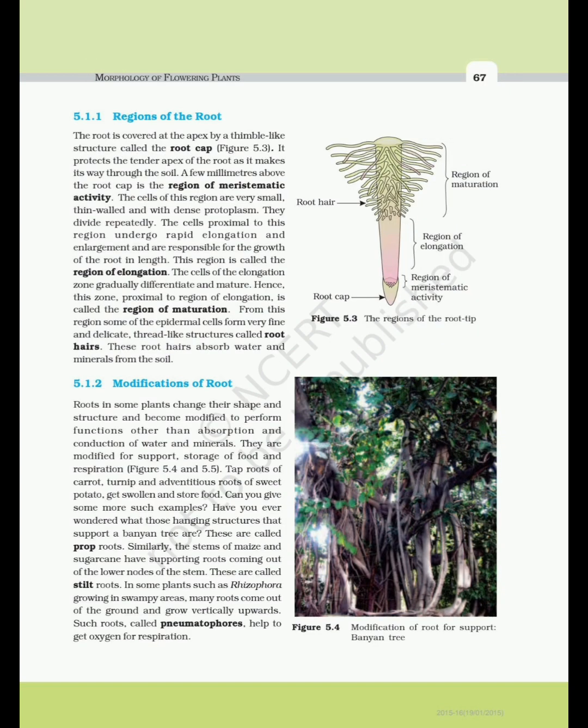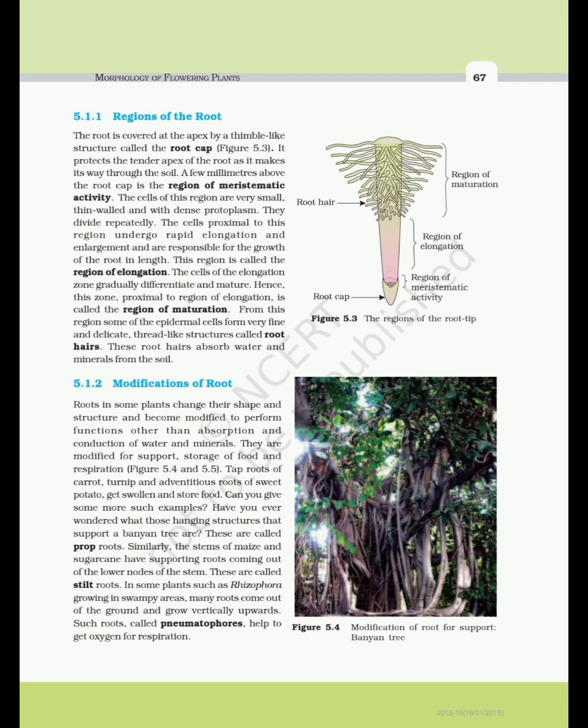The root is covered at the apex by a thimble-like structure called the root cap. Figure 5.3. It protects the tender apex of the root as it makes its way through the soil. A few millimeters above the root cap is the region of meristematic activity. The cells of this region are very small, thin-walled and with dense protoplasm. They divide repeatedly. The cells proximal to this region undergo rapid elongation and enlargement and are responsible for the growth of the root in length.